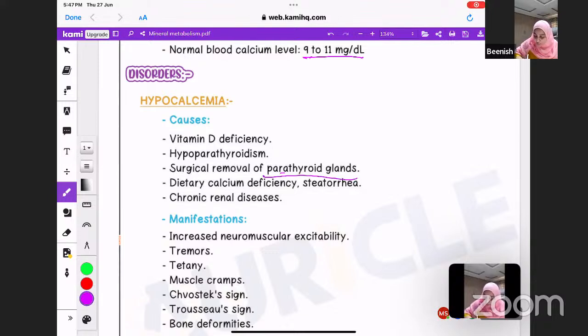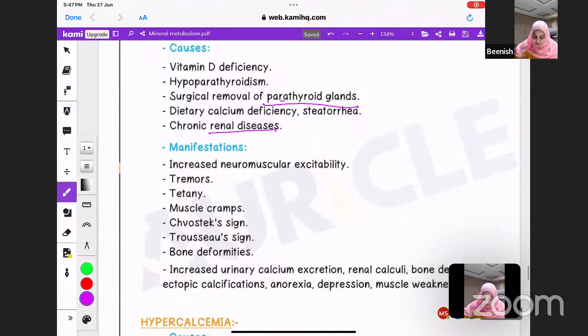Surgical removal of parathyroid gland. Obviously, when the gland itself is removed, there will be no hormone, so leading to hypoparathyroidism. Again, you will have low calcium levels. Dietary calcium deficiency, chronic renal diseases. Why chronic renal diseases? Because there will be decreased calcium reabsorption from the kidney in case of renal diseases. Now, the manifestations include increased neuromuscular excitability, tremors, tetany, muscle cramps, Chvostek sign.